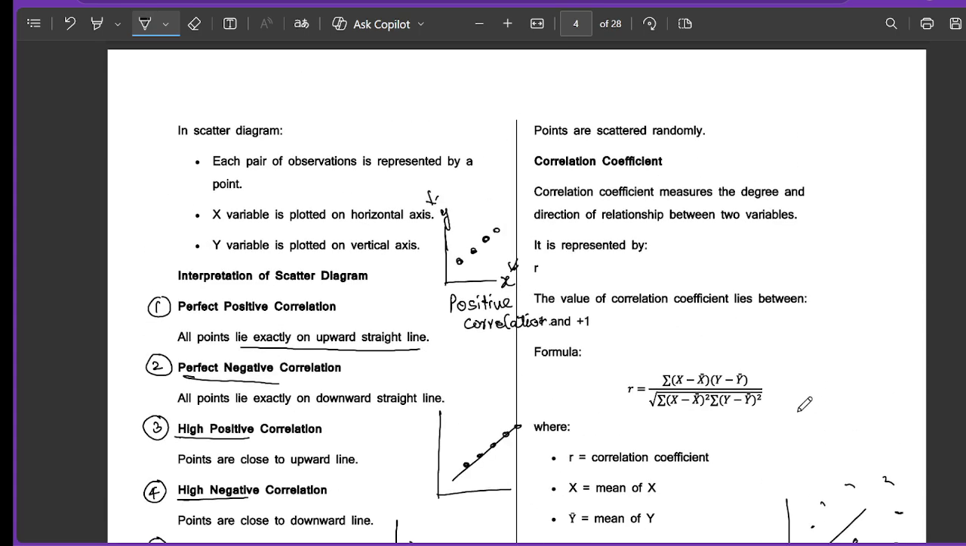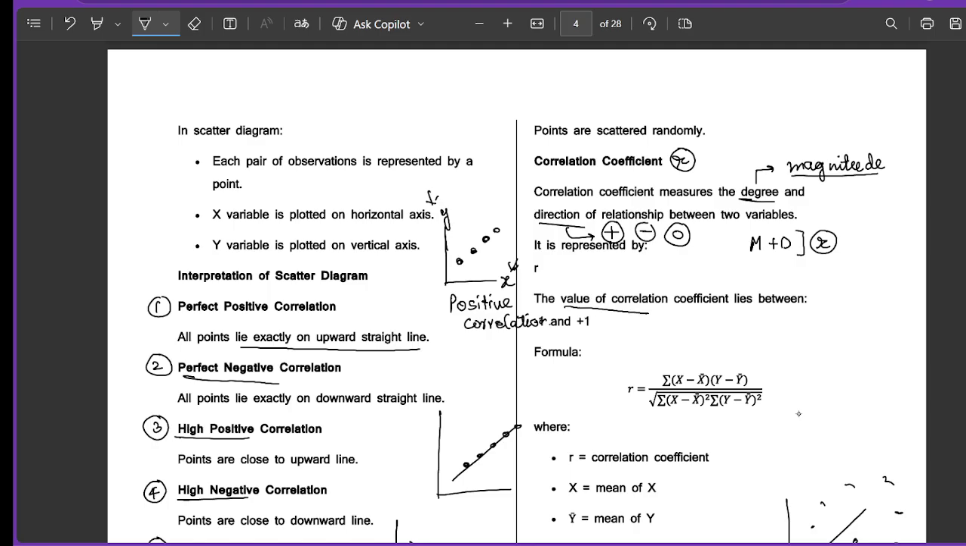Now we should come to the next topic, that is correlation coefficient. What is the meaning of correlation coefficient? This coefficient is denoted by the symbol R. It measures the degree and the direction of the relationship between the two variables. Degree simply refers to the magnitude, meaning how much the two variables are related, and direction refers to whether the two variables are related in a positive way, a negative way, or a neutral way. So both magnitude and direction will be given by the coefficient of correlation.